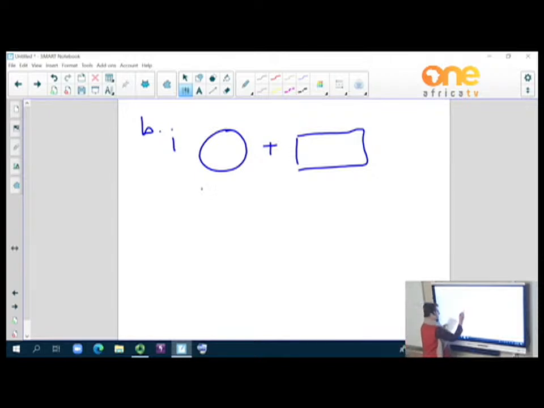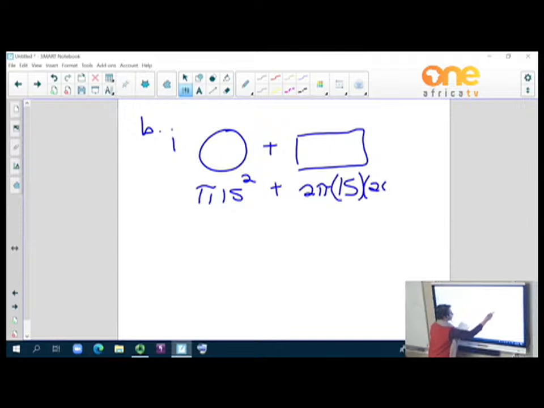So what is the circle? Pi 15 squared plus, and what is that now? This length, 2 pi 15 times, no, times 20, not squared now. This is why I'm showing you that that is 2 pi r. It's not squared now. It's the circumference that you're talking about there.